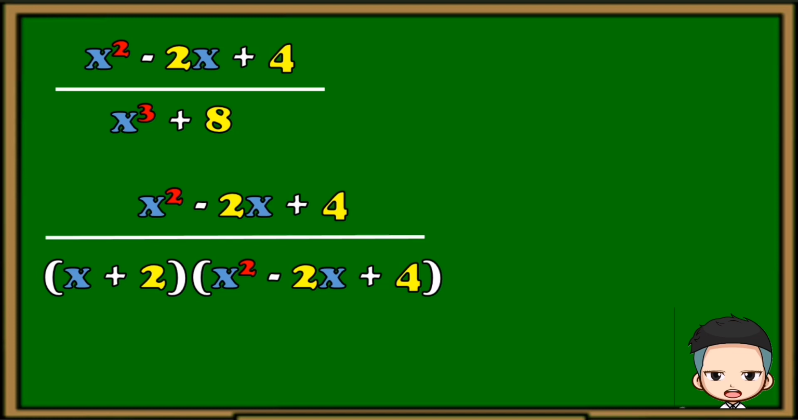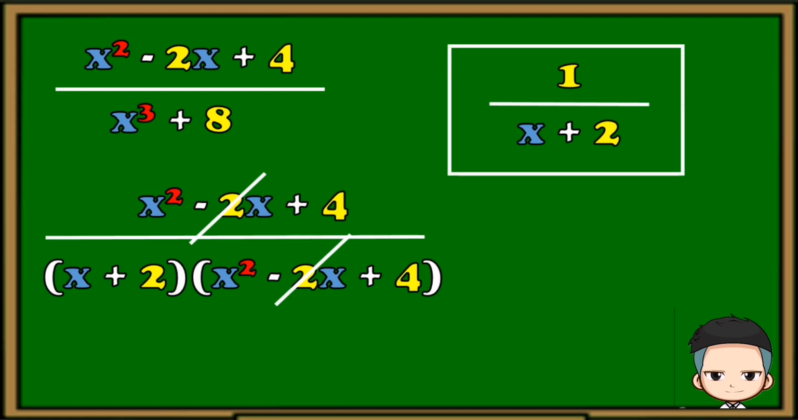Now, since we have a common factor on the numerator and on the denominator, we can just cancel them out. Since there's nothing left on the numerator, we need to write 1 as the numerator. And just copy the remaining denominator, x plus 2. Our final answer, 1 over x plus 2.